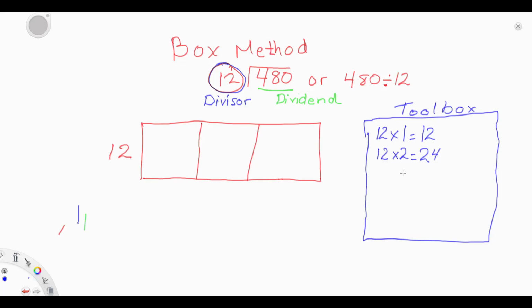All right. And I can continue down that path to help me. The toolbox is used so you get answers, or to help you multiply and use those answers or those products to help you solve your division problem. Double the factor, double the product.